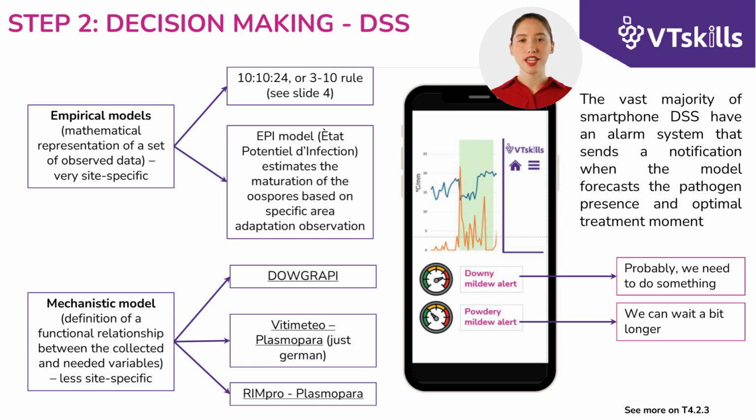It simulates the infection and development of the pathogen based on meteorological data, temperature, humidity, rain, providing predictions on the risk of infection and suggesting the optimal time for treatment. It was developed in France and is used for more rational treatment planning. VTskills is a decision support system, DSS, developed in Germany.